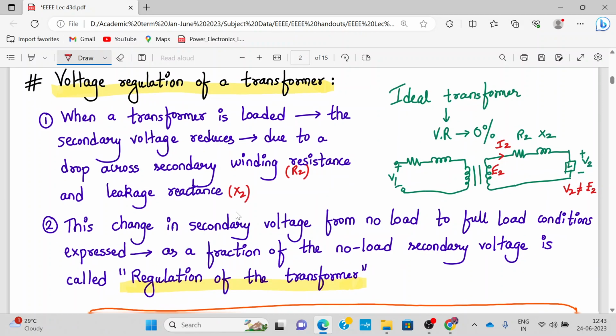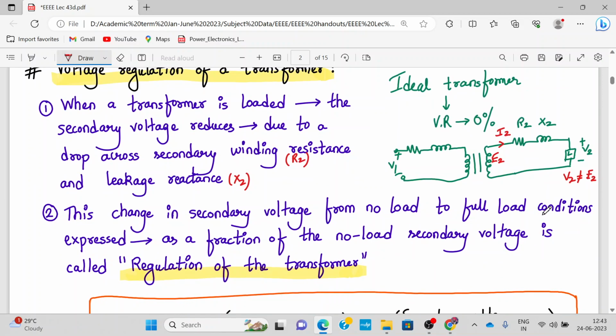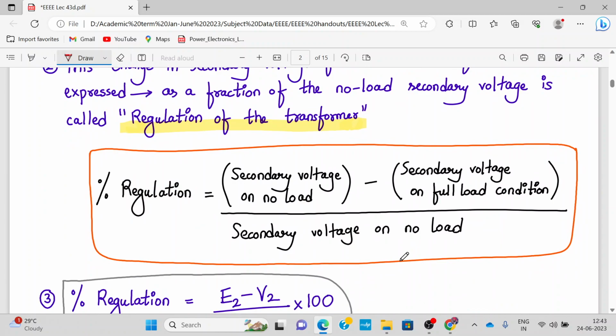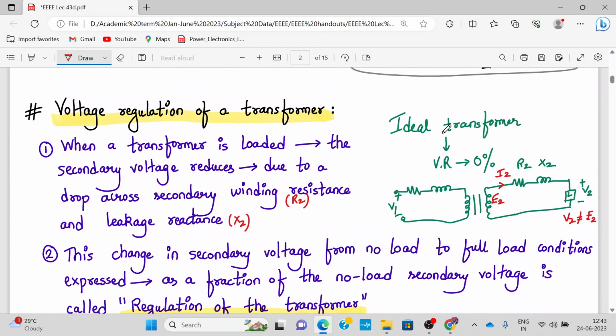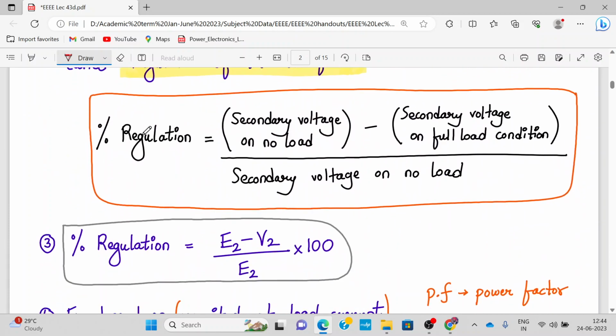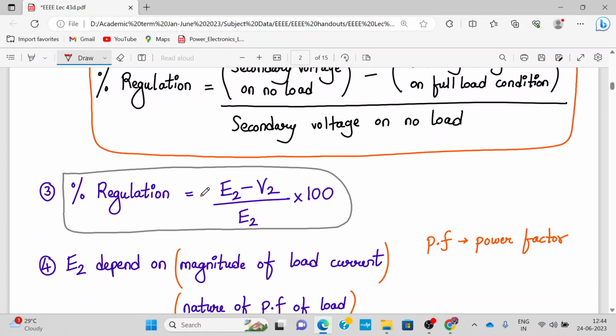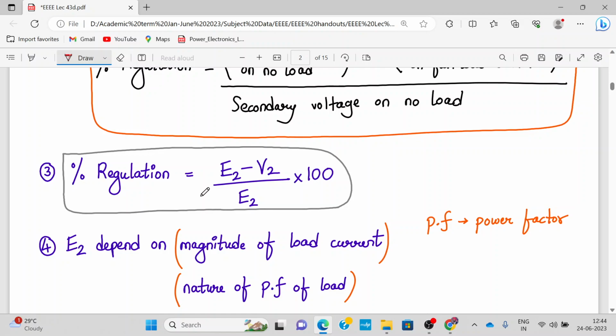This change in the secondary voltage from no load to full load condition, expressed as a fraction of the no load secondary voltage, is called the regulation of a transformer. So how do we define percentage regulation? When we don't connect it to any load, E2 is equal to V2, so the secondary voltage on no load is E2. Percentage regulation is the secondary voltage on no load minus the secondary voltage at full load, which is V2, divided by the secondary voltage on no load, that is E2. So percentage voltage regulation is (E2 minus V2) upon E2, into 100.